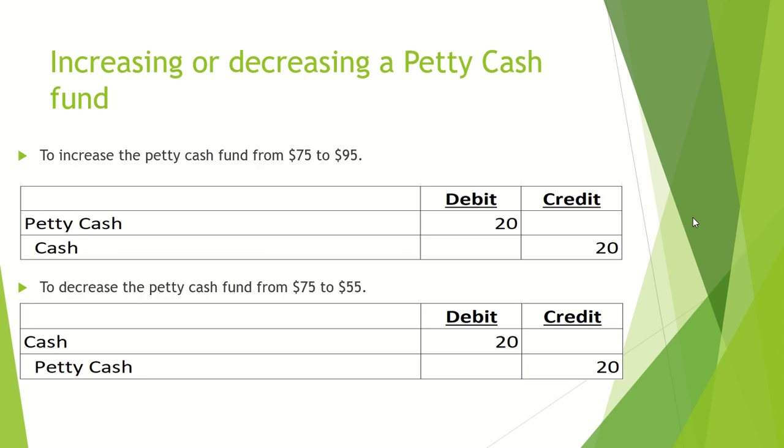Now, if you want to increase the petty cash fund from $75 to $95, you're just going to increase it by $20 by debiting petty cash for $20, credit cash for $20. To decrease the petty cash fund from $75 to $55, you're going to do the opposite. You're going to increase your cash account by debiting cash for $20, and then you're going to credit petty cash fund account for $20.